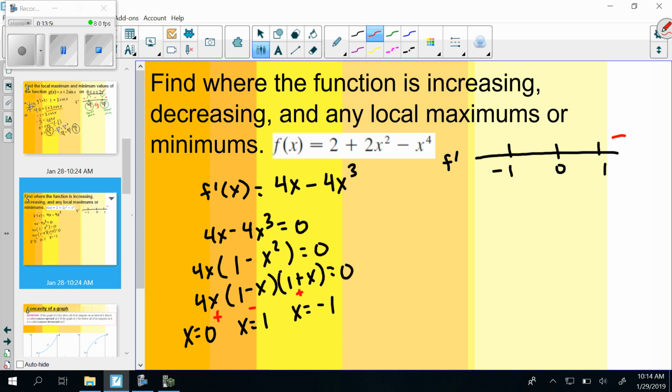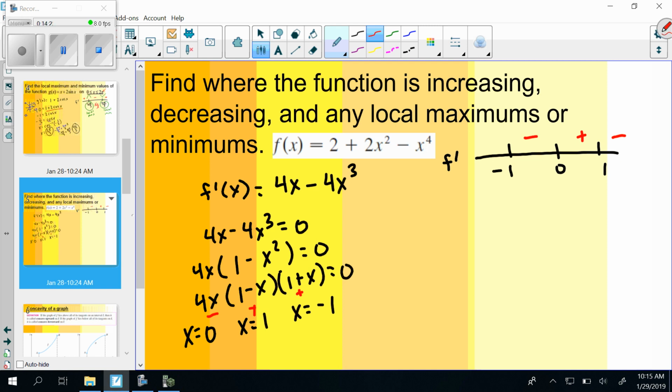If you picked a number in between 0 and 1, like a half, you're going to get positive. This would be positive. This would be positive. They're all positive, so that's positive slope. If you pick a number like negative half, now things change a little bit. This first number is going to be negative here. Negative half, though, minus a negative is actually positive, and 1 plus negative a half is still slightly positive. So this should be a negative slope.